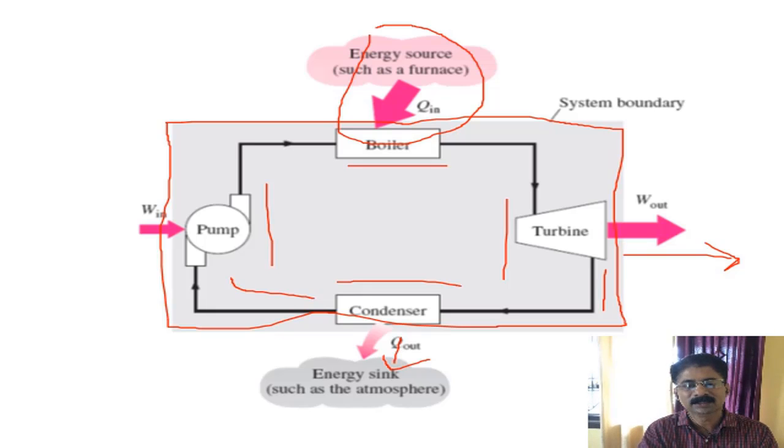Once again, if you take this whole unit as a heat engine, it interacts with two reservoirs. One is the high temperature reservoir, that is the energy source, and one at low temperature, which is called the energy sink. It absorbs heat from the high energy source and rejects heat to the low temperature energy sink, and part of this heat energy is converted into work.